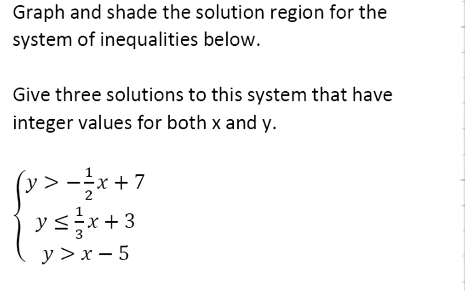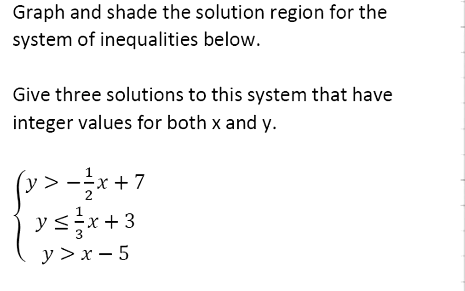So in question 8, we're going to do a bit of graphing of some constraints. There are three inequalities here, with two variables. Y is greater than negative 1/2 x plus 7. Y is less than or equal to 1/3 x plus 3. And y is greater than x minus 5. We're going to graph those and we're going to shade the solution region.